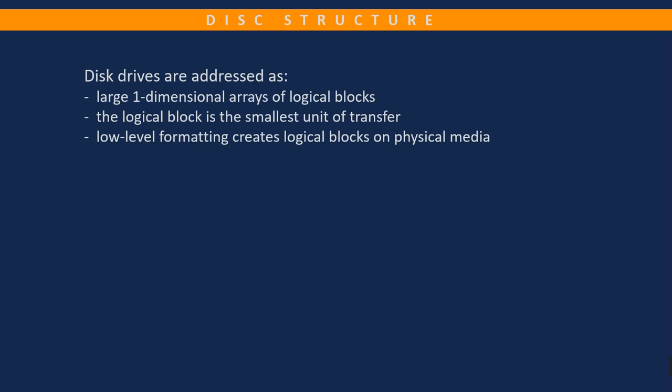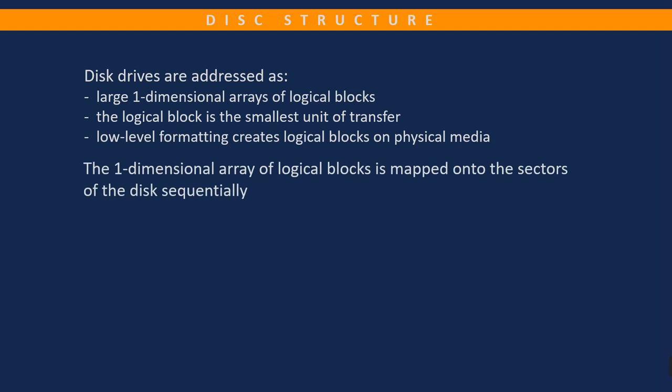So these drives are addressed as large one-dimensional arrays of logical blocks. The logical block is the smallest unit of transfer. Low-level formatting creates logical blocks on physical media. So the one-dimensional array of logical blocks is mapped onto the sectors of the disk sequentially.